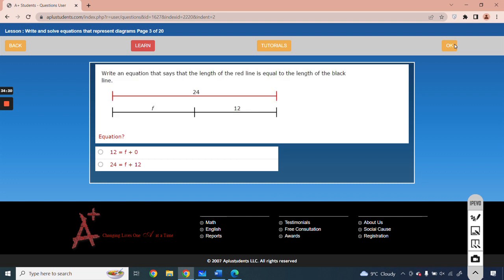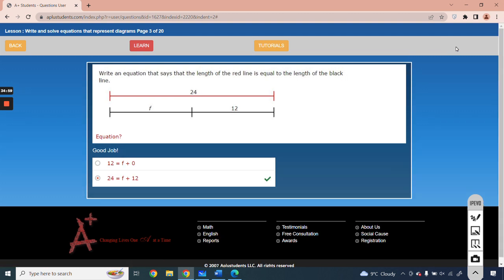Okay, write an equation that says that the length of the red line is equal to the length of the black line. So which is the correct option? Option 1 or option 2? The length of the red line is 24 and the length of the black line is f plus 12. So which option is the correct one? Very good, that would be option number 2. 24 equals f plus 12 is the correct option. Just select the correct option and click on the OK button.